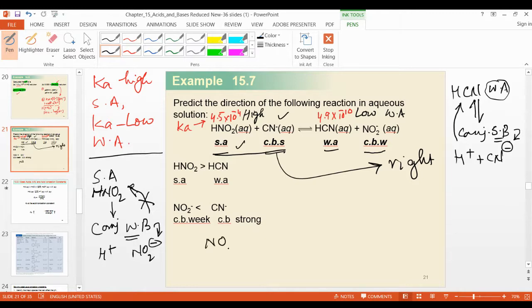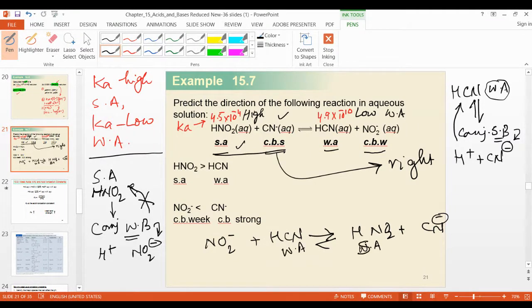Now I will write NO2 minus plus HCN, HNO2 plus CN minus, right? So these are in opposite directions. This is a weak acid, this is a weak acid. If you compare, this is a strong acid. If this is a strong acid, then this is a weak base. This is a weak acid, so this is a strong base, right?